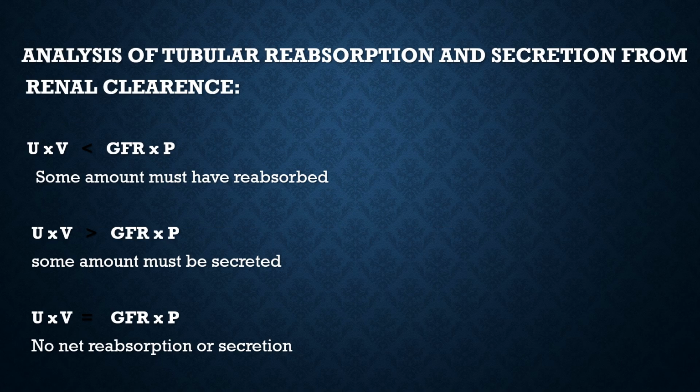The last part of our lecture is analysis of tubular reabsorption and secretion from the renal clearance. If the excreted load is less than the filtered load, some amount must have been reabsorbed. If the excreted load is greater than the filtered load, some amount must have been secreted into the tubular lumen. And if the excreted load is equal to the filtered load, there is neither reabsorption nor secretion.